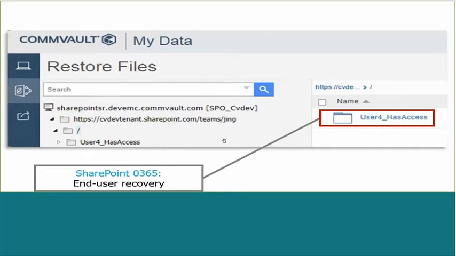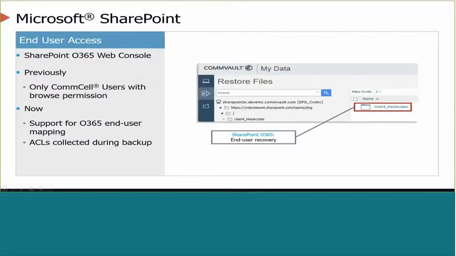those ACLs. So that's something new for Service Pack 13, whereas previously you had to be a CommCell user with browse permission at the very least. And ACLs were not collected during the backup. So this should clear up and enhance that to make sure that everybody sees the correct documents that they should have access to, and make it a lot simpler to perform end user or self-service recovery.